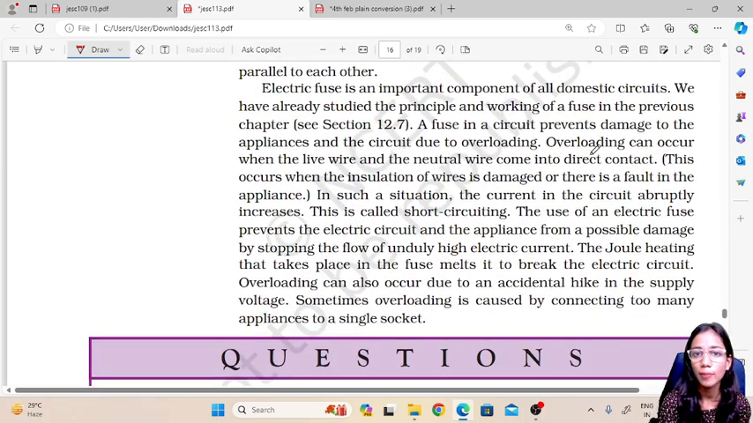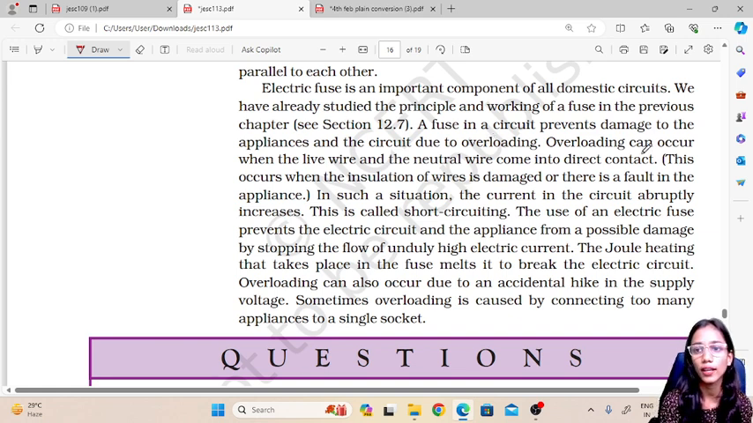The next concept is very important: the electric fuse. It is an important component of all domestic circuits. We have already studied this in the electricity chapter. A fuse in a circuit prevents damage to appliances and the circuit due to overloading.